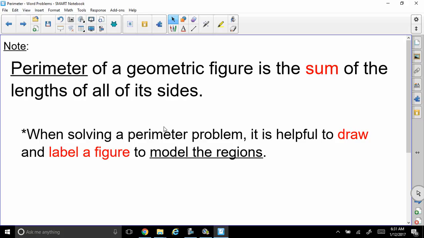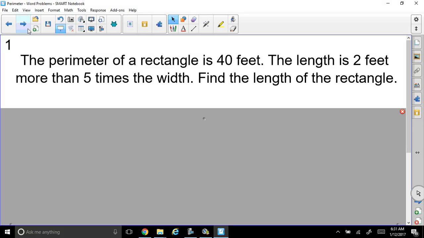So when solving a perimeter problem, it's helpful to draw and label a figure. That way you have a model of the regions, so you see what it looks like and what you're dealing with. So here's our first question. The perimeter of a rectangle is 40 feet. Okay, that's good to know. The length is 2 feet more than 5 times the width. Find the length of the rectangle.